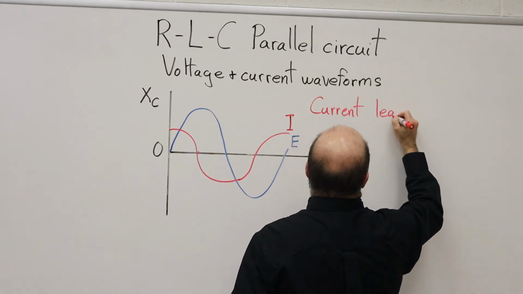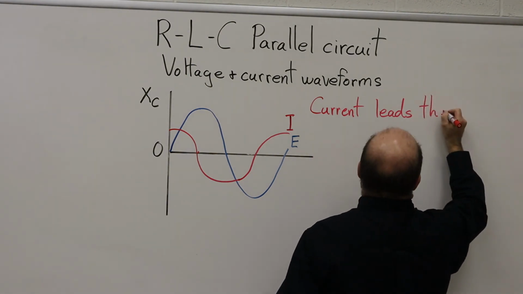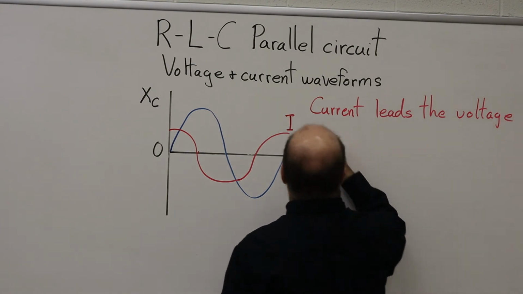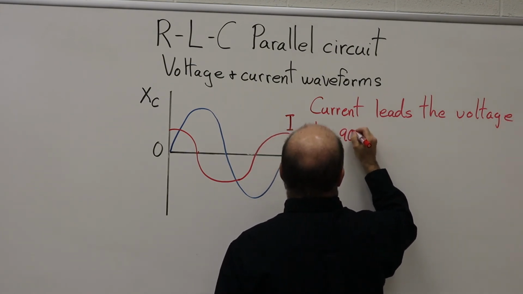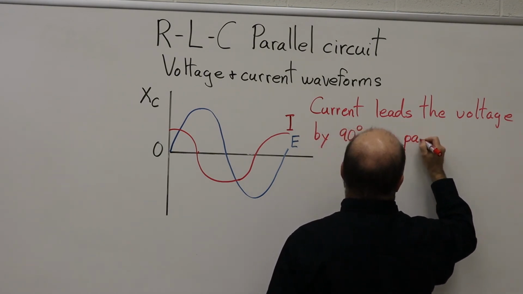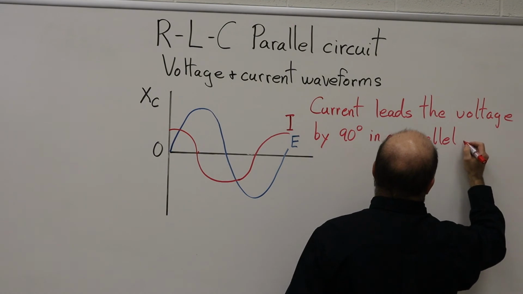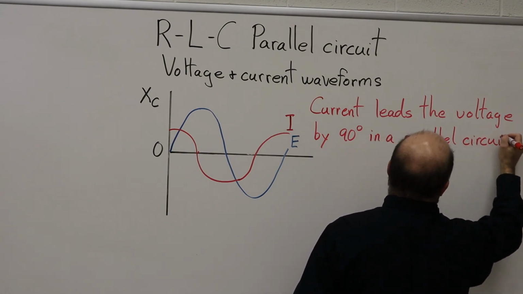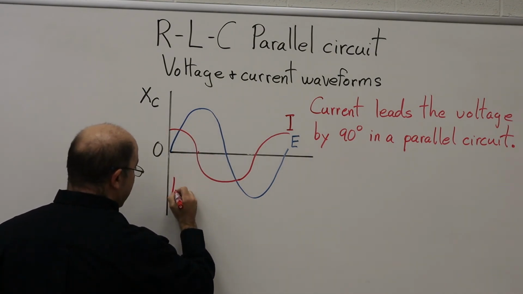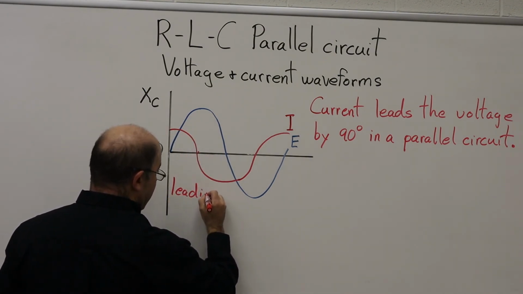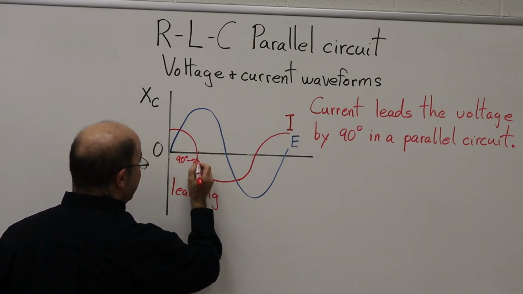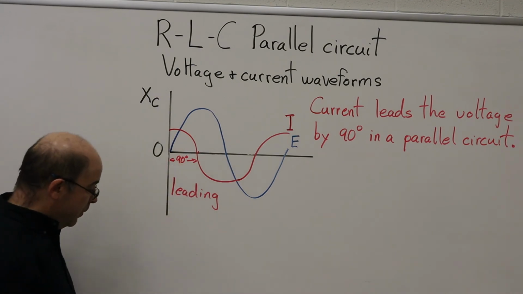Now, current leads the voltage 90 degrees in a parallel circuit. And again, this is leading. And there's the 90 degrees from here to here.